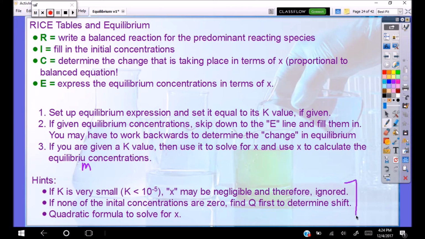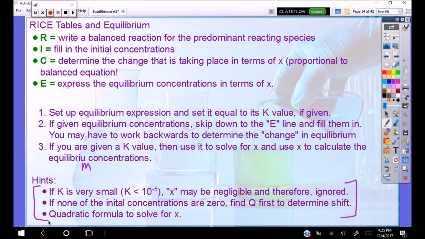If K is very small, that means the reactants are largely favored. That means that the equilibrium concentrations aren't going to be very different from the initial concentrations, but they are going to change a little bit. So X may be negligible and therefore ignored when we are doing our calculations. This is the small K approximation.